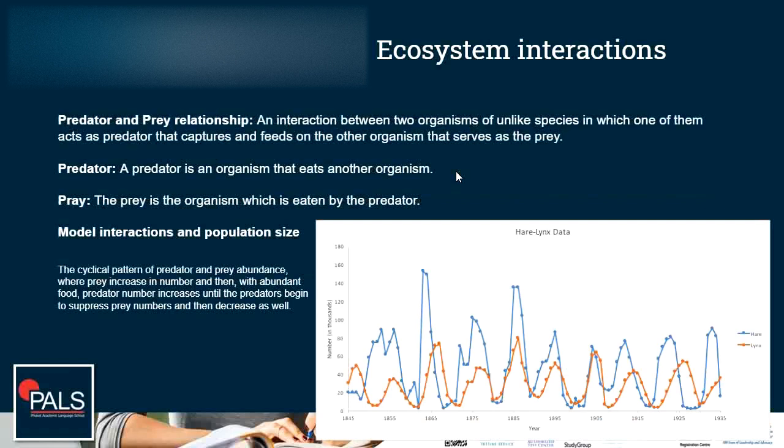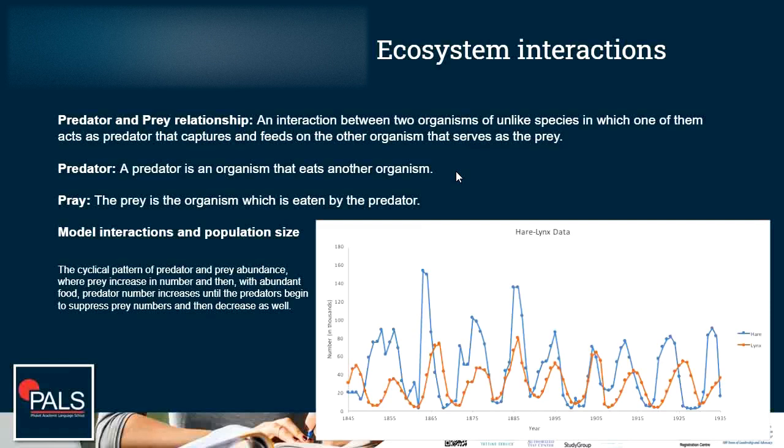Another form of interaction in ecosystems that is very important are predator and prey relationships, and especially related to the population sizes of the two. Predator and prey relationship is an interaction between two organisms of unlike or different species, in which one of them acts as a predator that captures and feeds on the other organism, which is the prey. So a predator is an organism that eats another organism, and the prey is the organism which is eaten by the predator.